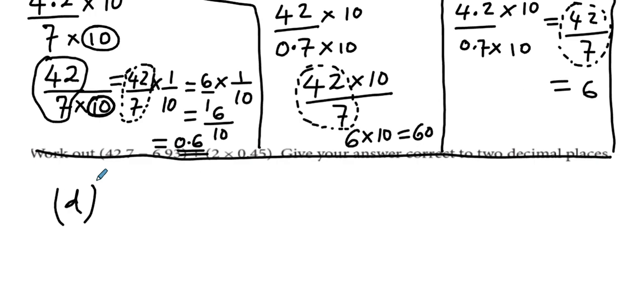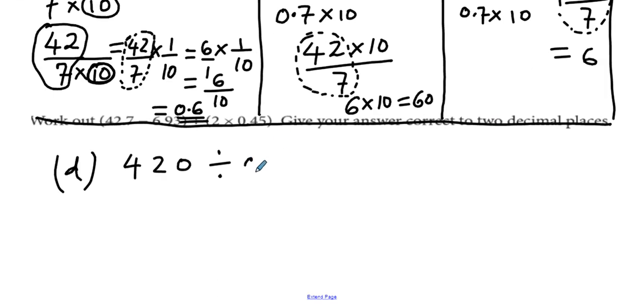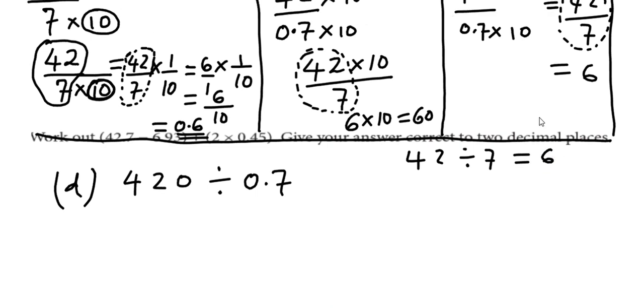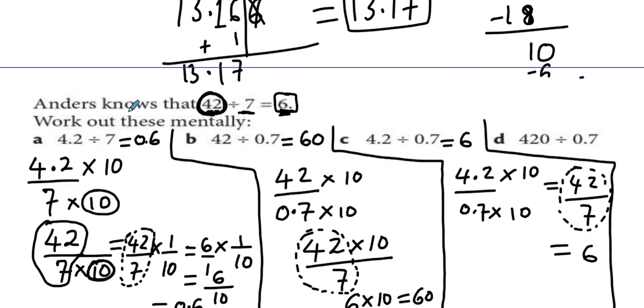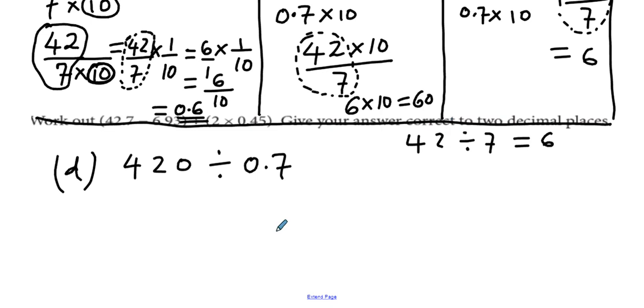It's 420 divided by 0.7. And remember what we have? We have 42 divided by 7. The answer is 6. This is what we have. 42 divided by 7. The answer is 6. Okay, now let us work out this.